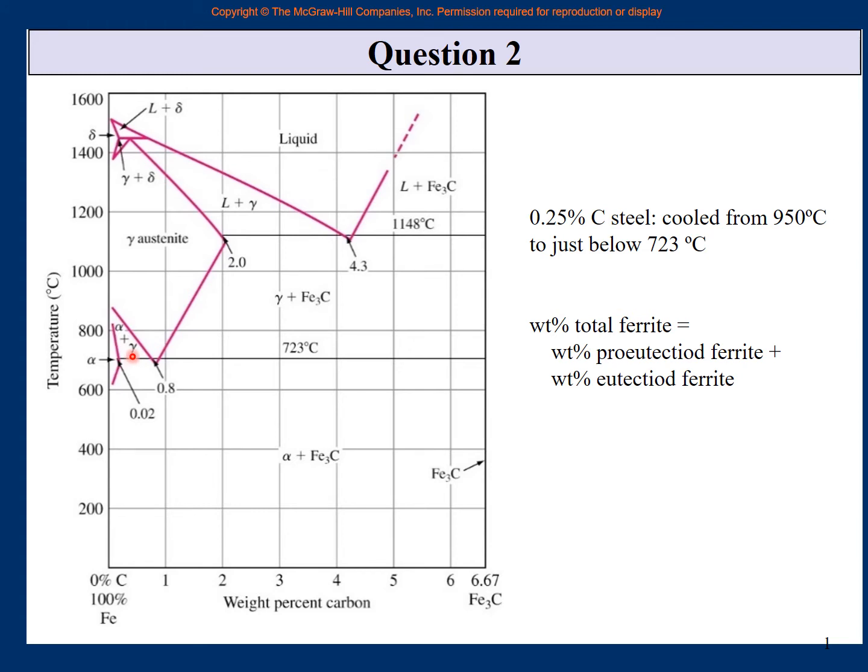Just above, draw a horizontal line. It is almost 723, but just above. At the extreme left, there is alpha at 0.02% carbon. At the extreme right, you have gamma at 0.8%. So this tie line just above 723: on the left is alpha 0.02% carbon, on the right is gamma 0.8% carbon.